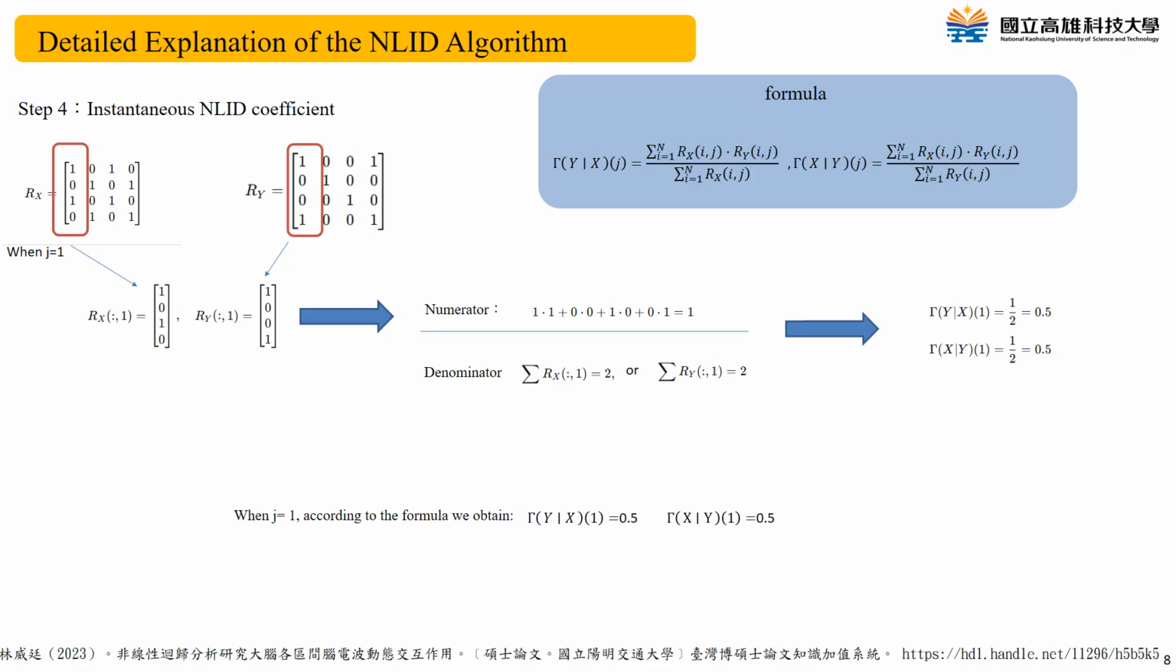In step 4, we calculate the instantaneous NLID coefficient. We start with j equals 1. Next, we multiply the corresponding elements and sum them to obtain the numerator. In this example, the numerator is 1. Then, we calculate the denominator by summing the elements in each column. Both column sums are 2, therefore, the results are gamma yx1 equals 0.5, gamma xy1 equals 0.5.